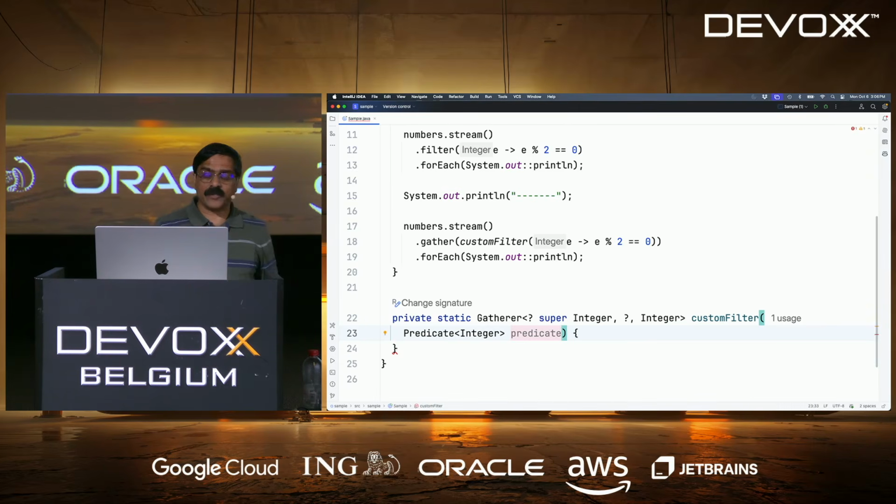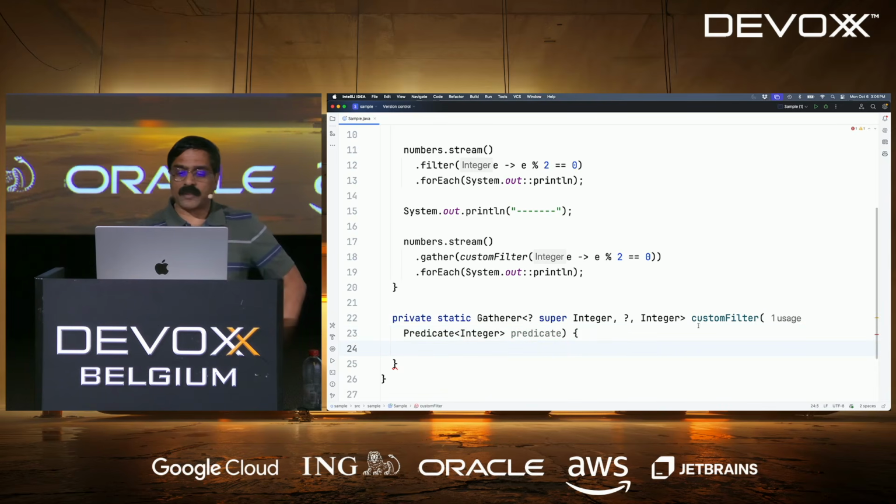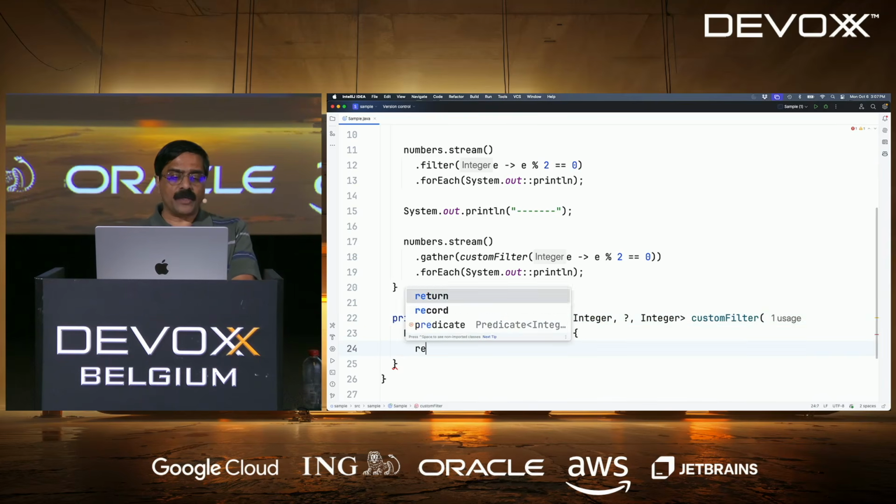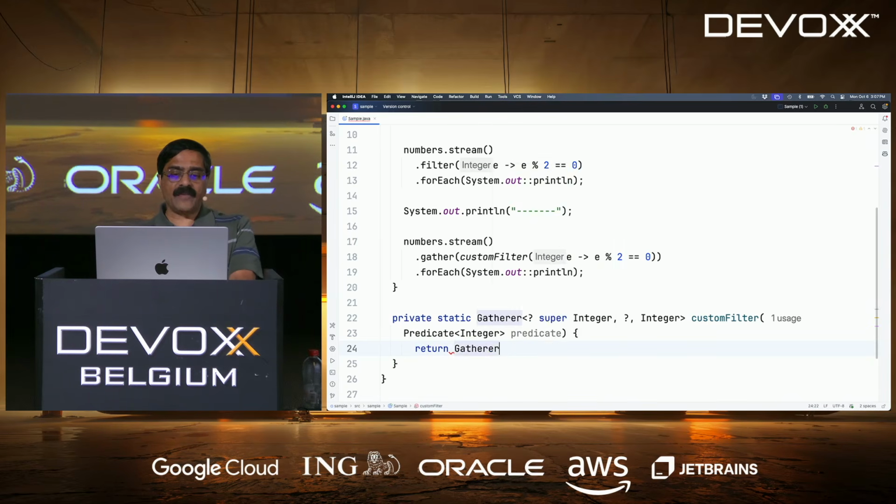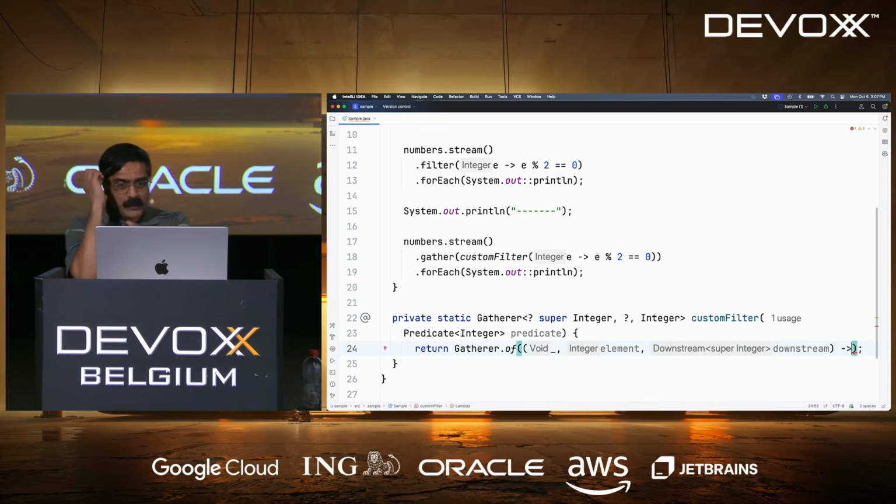So it's time for us to implement our custom filter. Now, as you can see, our custom filter is returning a gatherer right there. So what do I do to implement this gatherer? So return, we can say Gatherer.of, and to the of method, we can say, I don't have a state, I have an element, and I have a downstream that I want to take as an argument. Well, okay, so what are we going to do to implement this downstream?